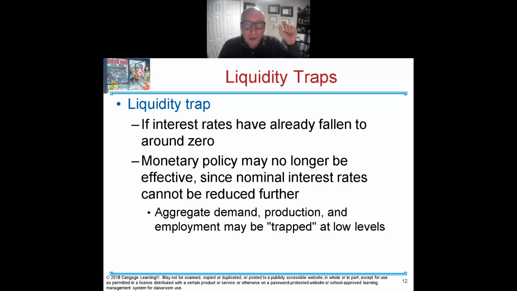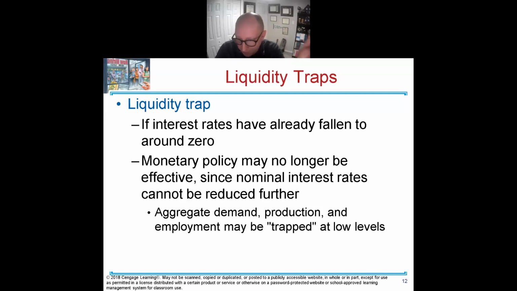Here's the thing. It's tied to what we call a liquidity trap. You're caught between this cycle. Interest rate goes up, I want less. Interest rate goes down, I want more. Up and down, up and down. You get stuck in what's called a liquidity trap. If the interest rates are really low, around zero, monetary policy may no longer be effective, and the nominal interest rate can no longer be reduced. Aggregate demand, production, and unemployment may be trapped at low levels. This situation is bad.